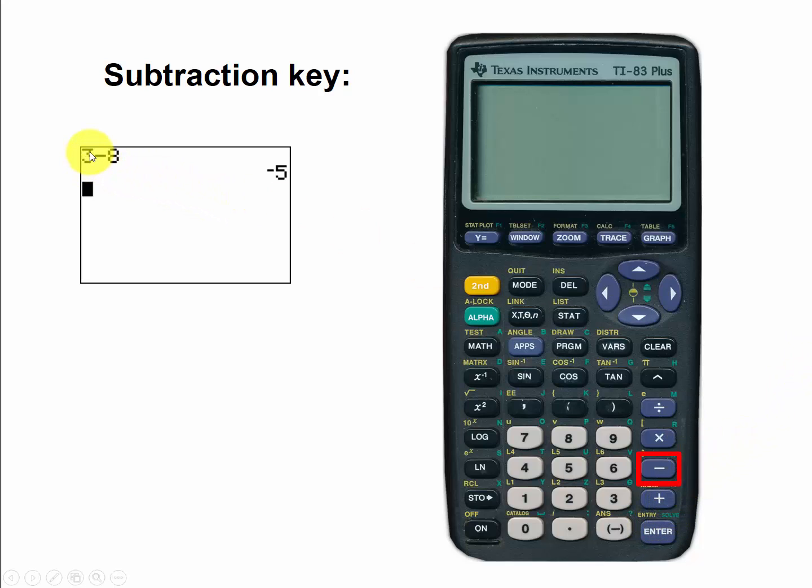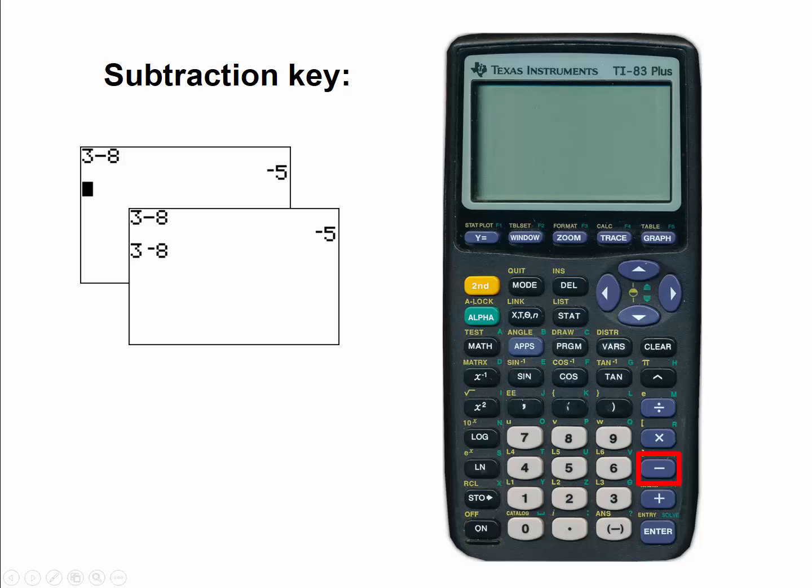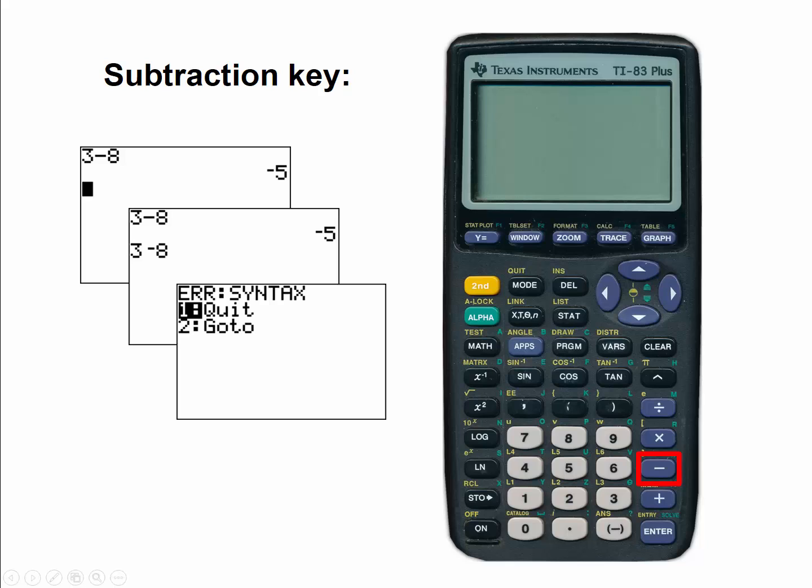So if I type in 3 minus 8, I get back -5. But if I type 3 negative 8 and hit enter, the calculator is going to tell me it's an error. So to change the sign or to make a number negative, we use the negative key. To perform subtraction, we use the subtraction key.